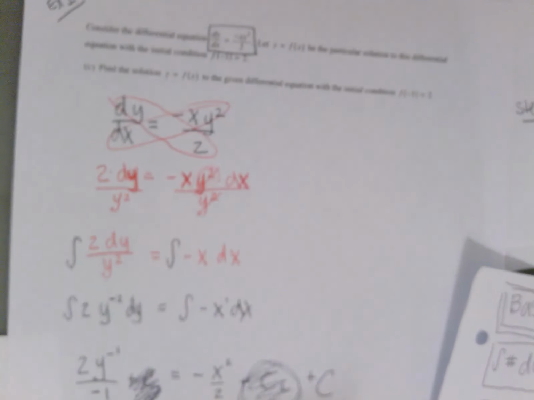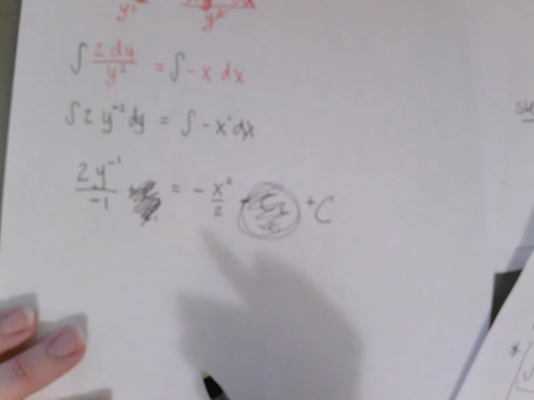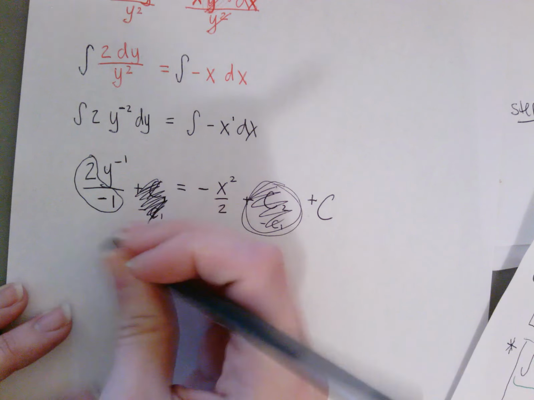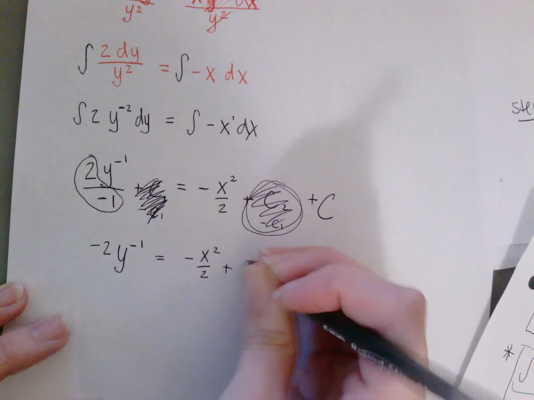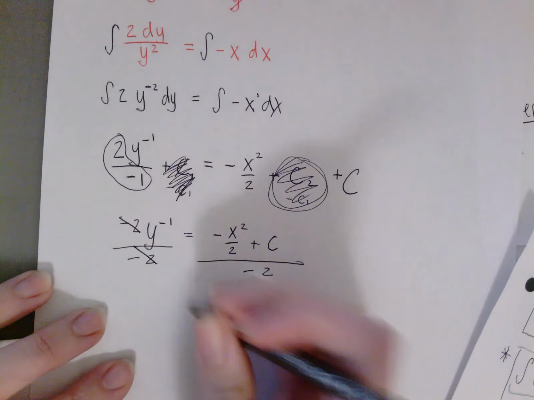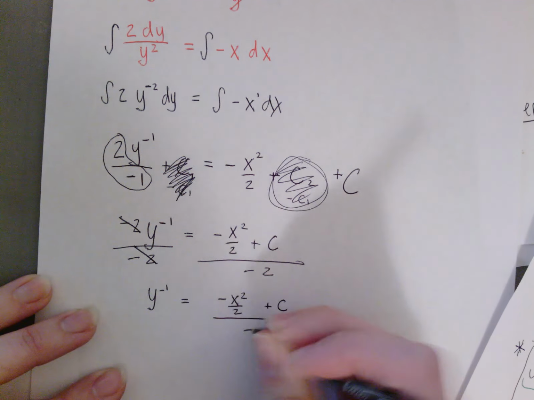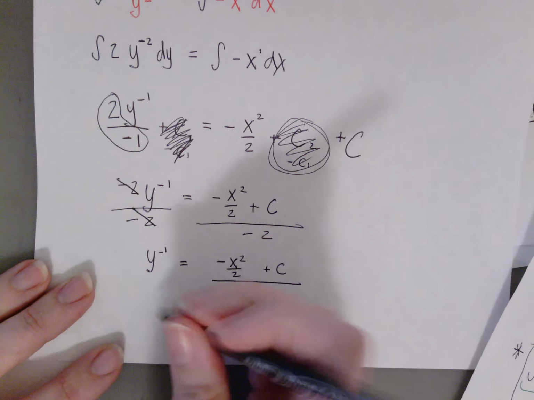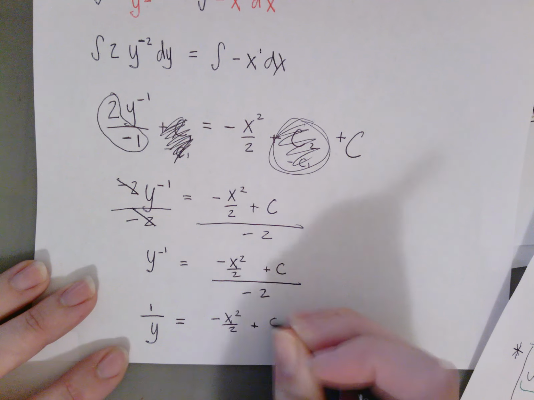Okay, we're almost done here. Remember, my goal was to find y equals. But y is not by itself, so I'm going to have to solve for y. The first thing I'm going to do is simplify this. This becomes negative 2y to the negative 1 power, which equals negative x squared over 2 plus c. I'm going to divide both sides by negative 2. So this is y to the negative 1 equals negative x squared over 2 plus c, over negative 2. But this isn't y equals, this is y to the negative 1. What is y to the negative 1? I can rewrite that as 1 over y. So this is 1 over y equals negative x squared over 2 plus c, over negative 2.